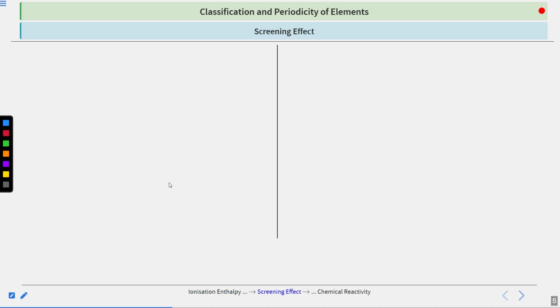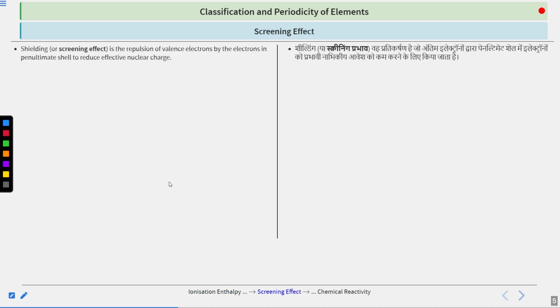Next is the screening effect. So what is the screening effect? We can say it is the shielding or screening effect, both are true. It is the repulsion of the valence electron by the electrons in the penultimate shell, which reduces the effective nuclear charge. So it is the inhibition offered by the inner electrons, due to which the outer electron has to experience a lower effective nuclear charge.